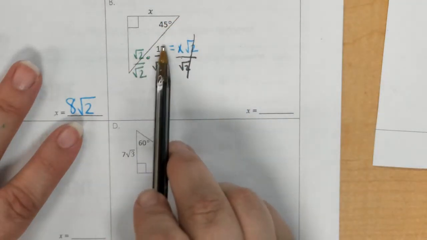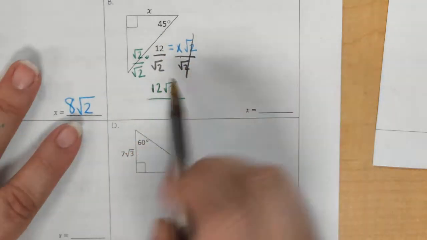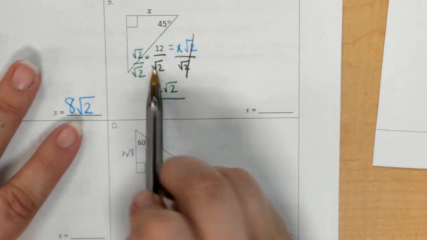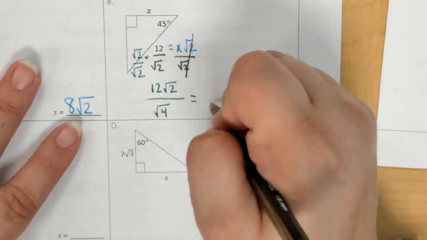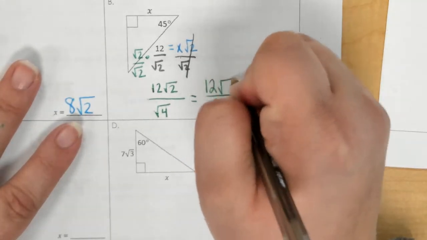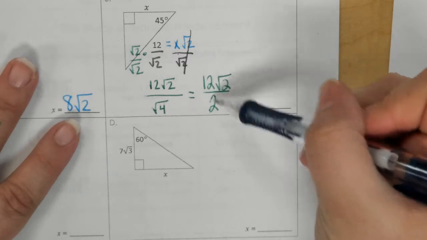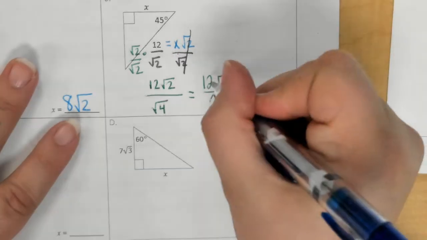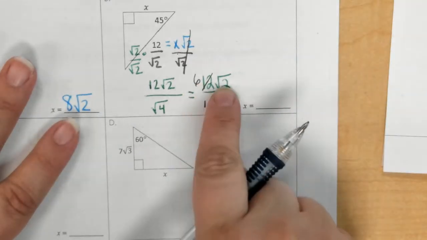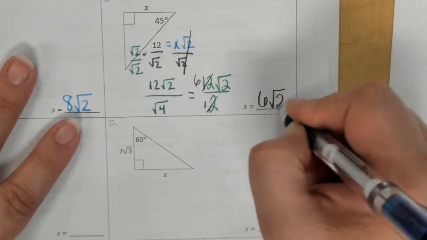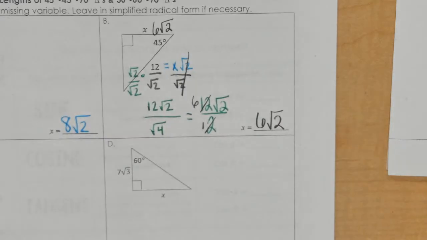So for the top, we have 12 radical 2. And for the bottom, we have the square root of 2 times square root of 2, which is the square root of 4. But the square root of 4 becomes 2. And we also discussed that we can simplify these fractions. So 12 and 2 are not in a radical, and they divide evenly to be 6 over 1. And so my solution would be 6 radical 2, and that's what equals my leg. So there is a little bit more algebra involved in that problem.